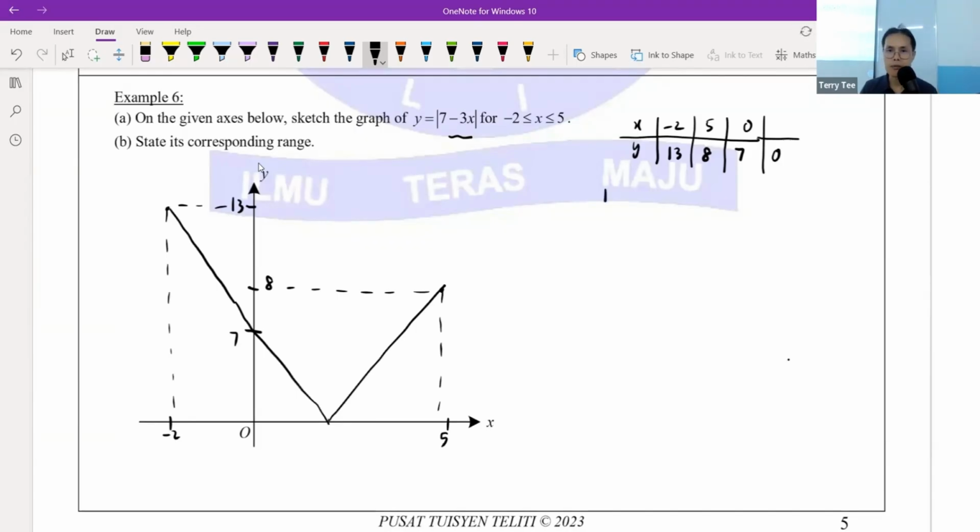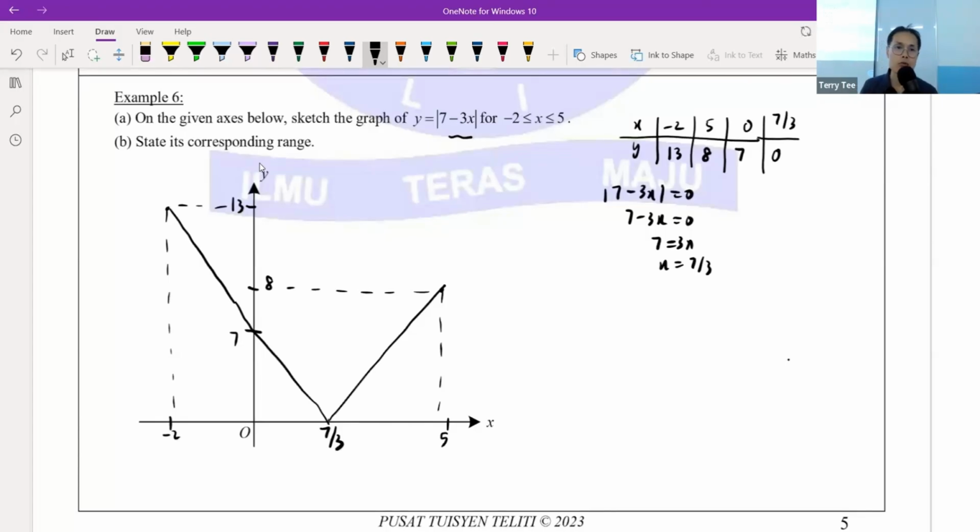Well, x-intercept is not very difficult to do. We know at x-axis, sorry, your y is 0. When you open up the modulus, your x should be what? 7 equals to 3x. X is 7/3. This is 7/3. Okay, so the table value is not a must. It's just a guideline, easier for us to map and draw. Okay, so my graph is done.